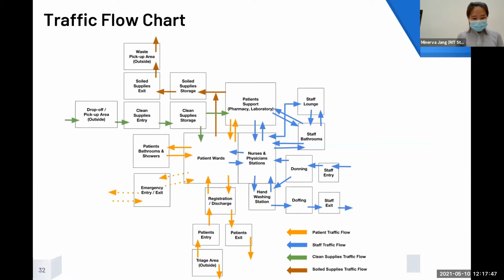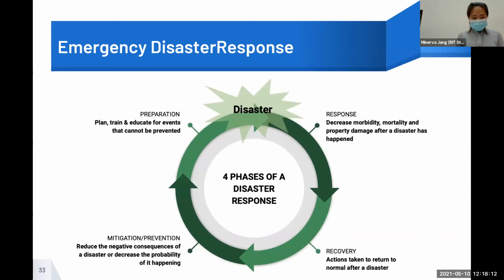This is the traffic flow chart of each department that I propose for alternate care sites. This exercise allowed me to understand the relationship between rooms. There are 5 different traffic flows in alternate care sites, and I tried not to cross each department's flows for infection control. The fifth flow is the emergency access of patients, and it will show up on the site plan, not on this diagram.